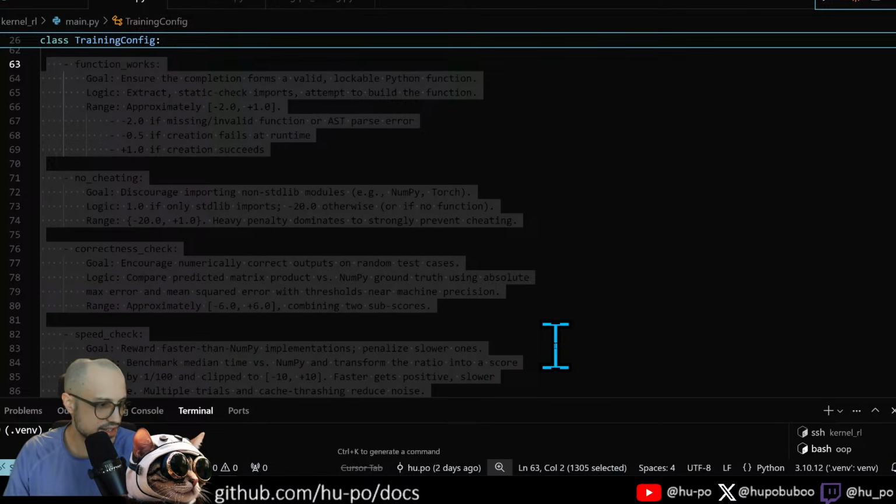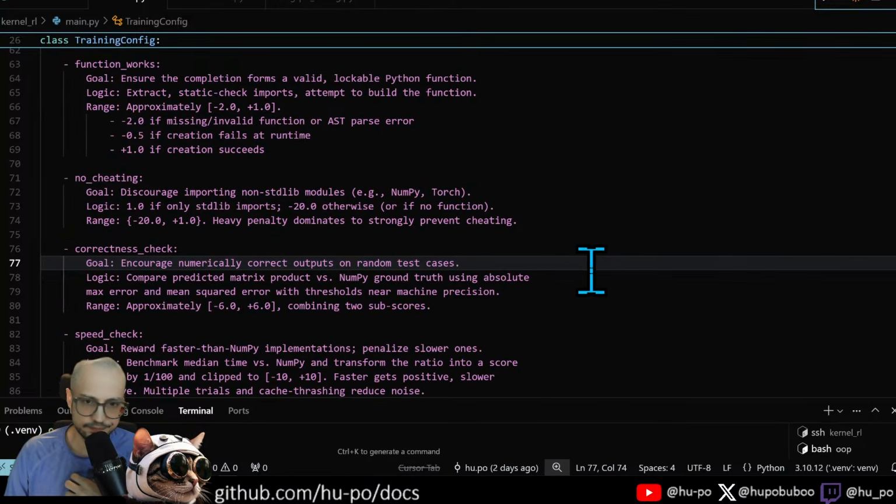So not necessarily ideal. High penalty suppresses exploration. Yeah.